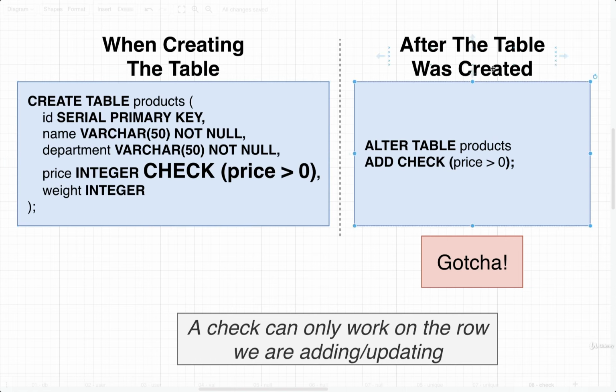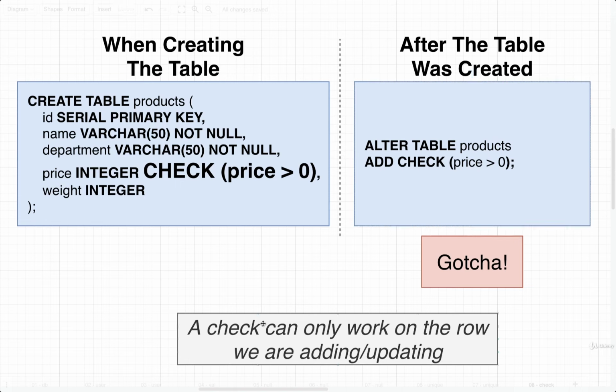Alternatively, we can add this check after the table was created by something like what you see right here. Again, that's just going to make sure that any new row or any changed or updated row that we're trying to make is going to have a price greater than 0. And once again, we got the same exact gotcha. We cannot apply a check if all the rows inside of our existing table don't already satisfy the check. So if we have some product inside of products with a price less than 0, we cannot add in this check. We have to somehow deal with that data first, and then we can add the check in.